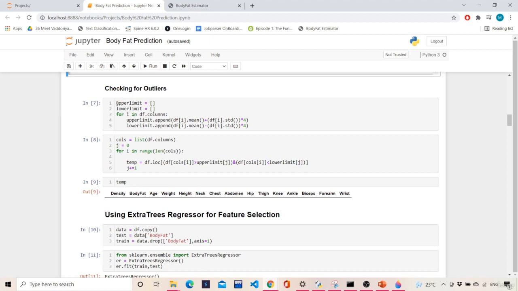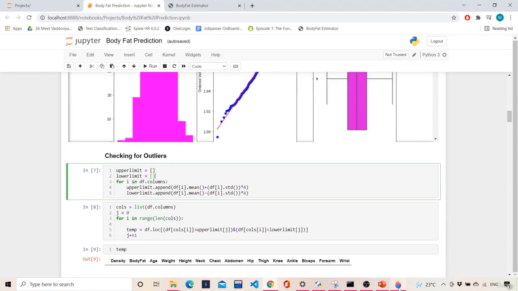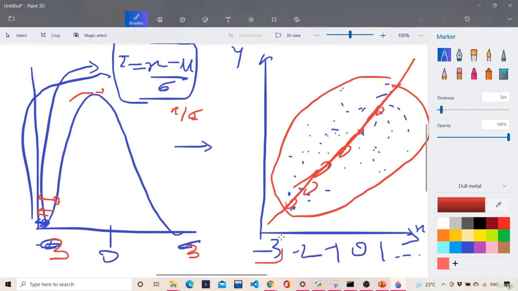So over here we can see that I kept an upper limit and a lower limit. This is a standard normal distribution formula, where we have -3 like this. If we are having values less than -3, that means that is an outlier for us. If we are having values greater than 3, that means that is an outlier for us.